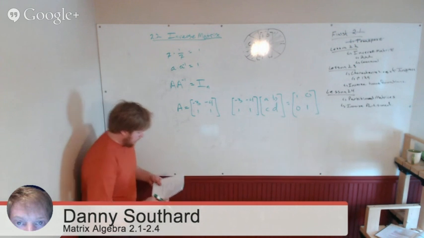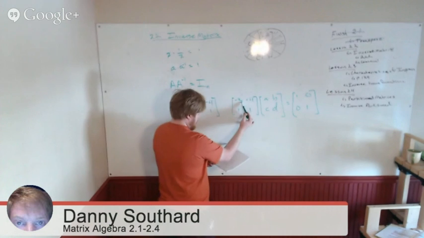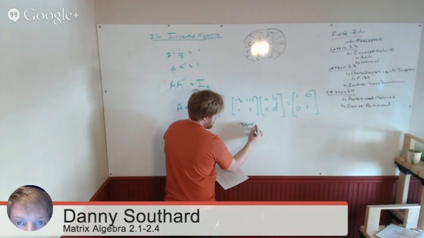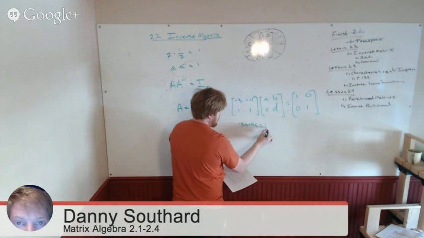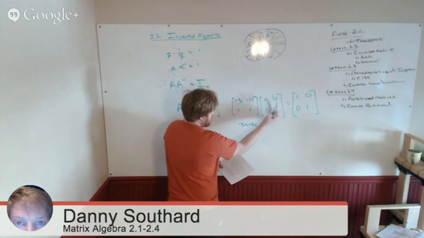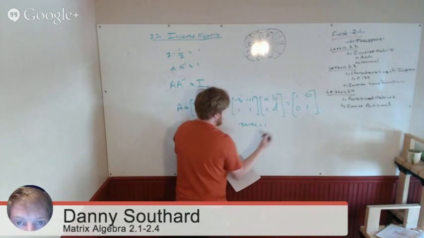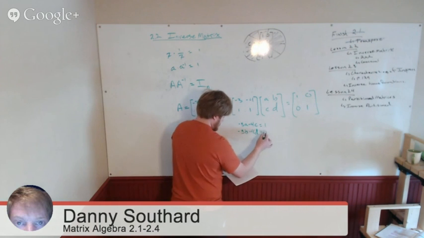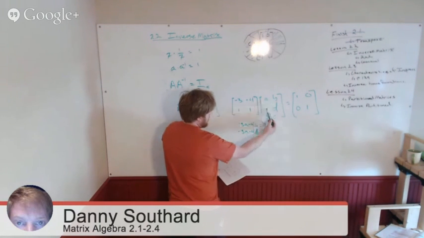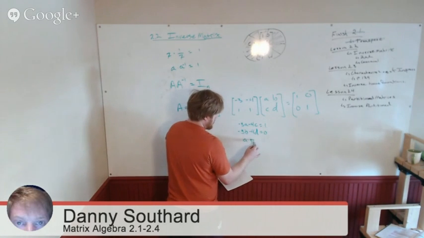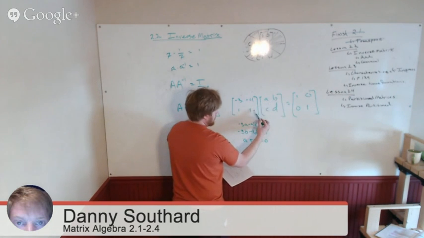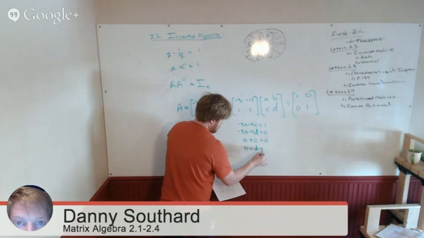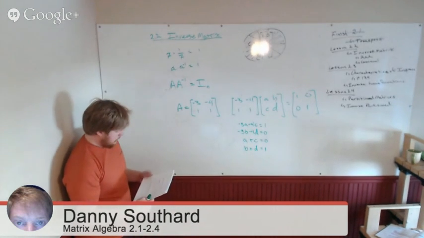So I could set up a system of equations, right? Negative 3a plus negative 4c has to equal 1. Negative 3b minus 4d has to equal 0. Then a plus c has to be 0. And b plus d has to equal 1. All right, and I could go through here and solve these.